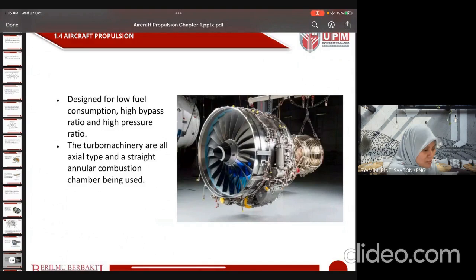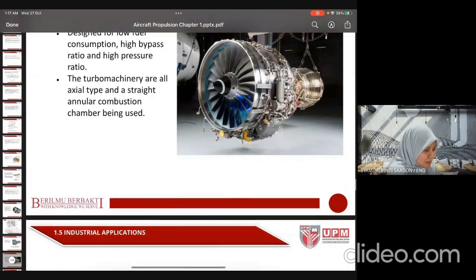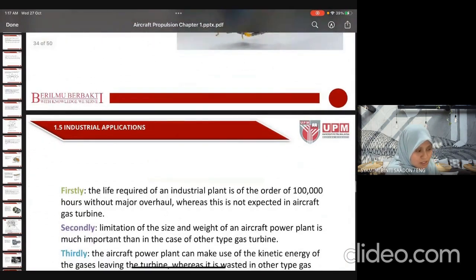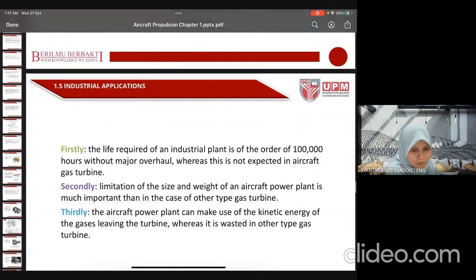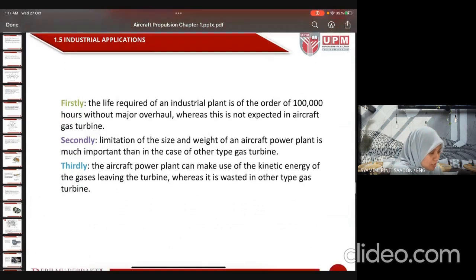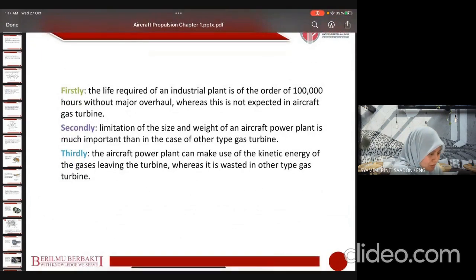Low fuel consumption, high bypass ratio. All turbomachinery are of axial type, with an annular combustion chamber. As I mentioned just now, we will look into the combustion part and the turbomachinery part in future chapters. Okay, industrial application.